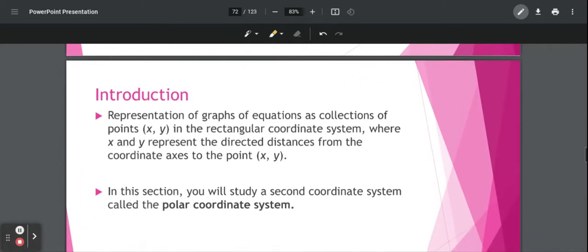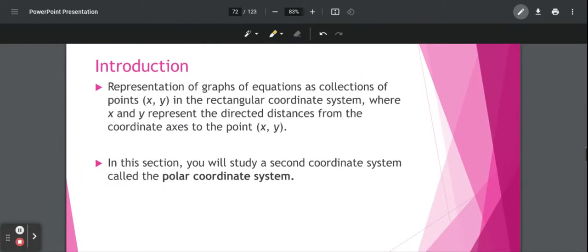So we represent graphs of equations as a collection of points, the x comma y, in the rectangular coordinate system, where x and y represent directed distances from the coordinate axis to the point x, y. So what that's really talking about is just what we're used to, where everything's x or y. We go horizontally x, we go up and down y, and that's the rectangular coordinate system.